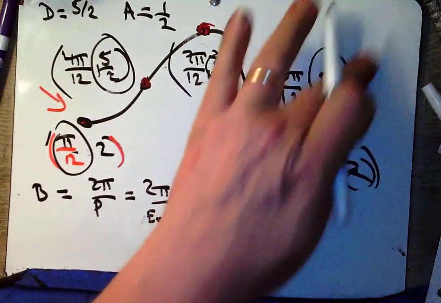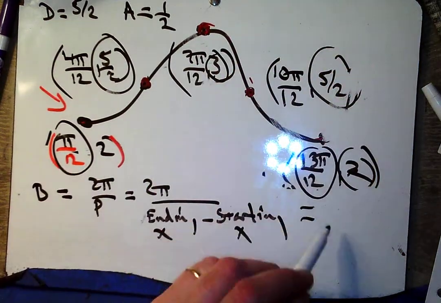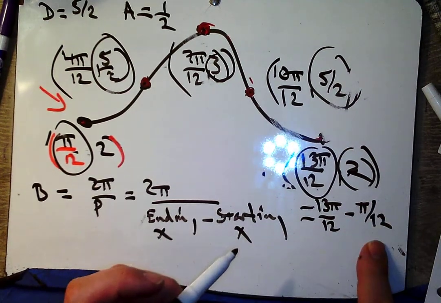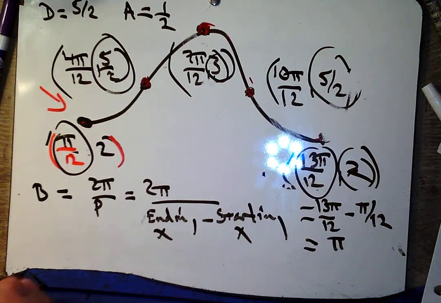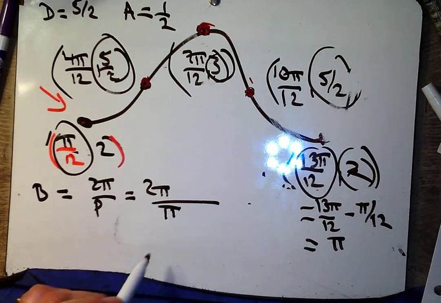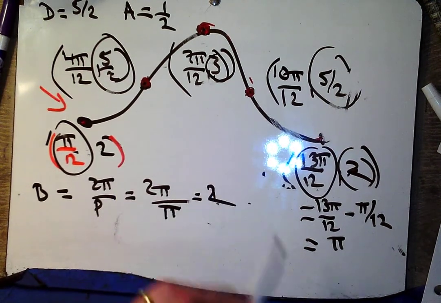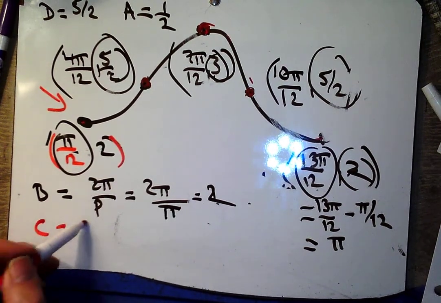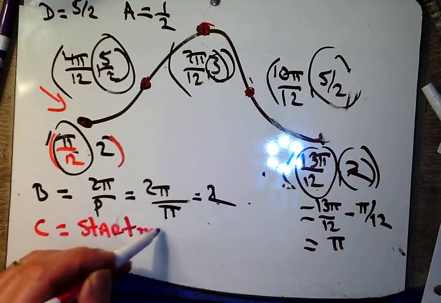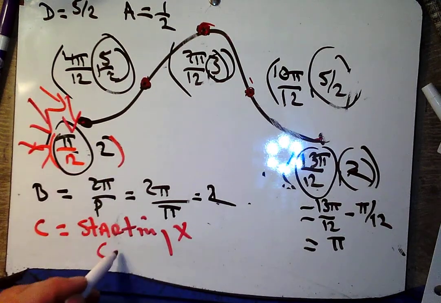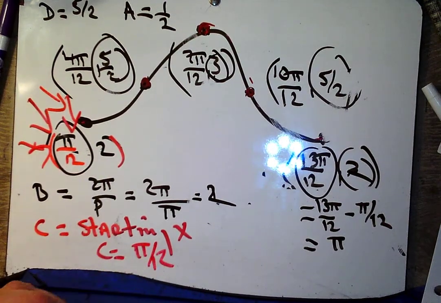So in our graph, we're starting at pi over 12 and we're ending at 13 pi over 12. So that's going to be 12 pi over 12, and so I get pi. Okay, so period is pi. Therefore, our b value is 2. And the last thing we need to find is c. Well, c is always our starting x, and here's my starting x. So c equals pi over 12, because we're going to use the double parentheses.